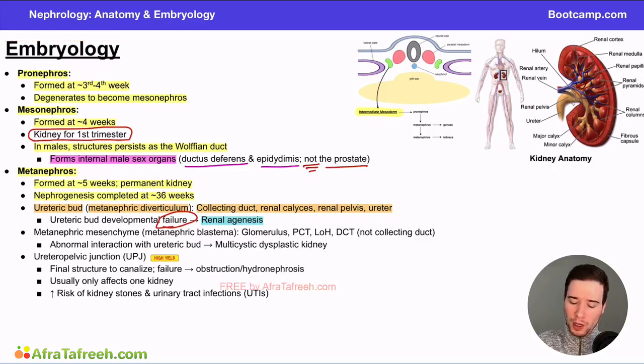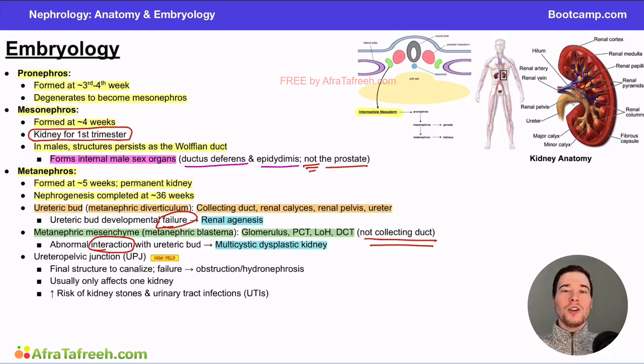Now, another key one we want to know is the metanephric blastema, also referred to as the metanephric mesenchyme. This develops structures like the glomerulus, the PCT, which is the proximal convoluted tubule, the loop of Henle, and the distal convoluted tubule, but keep in mind it does not develop the collecting duct. Again, a little bit of a nitpicky thing in a way that they can trick students on test day. The reason this is so important is because an abnormal interaction with the ureteric bud, the structure we previously talked about, can lead to something called multicystic dysplastic kidney. This is another type of renal pathology in which we have renal dysplasia, or poor development of the kidneys. They get a bunch of cysts and they don't function as well as they would in a normal healthy individual.